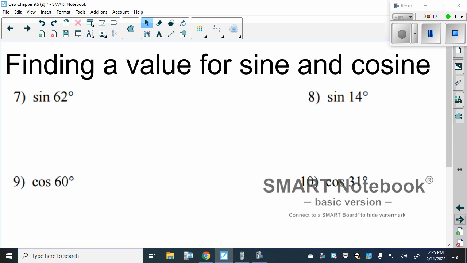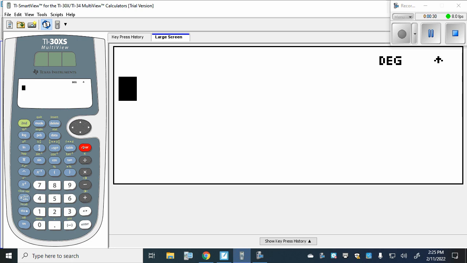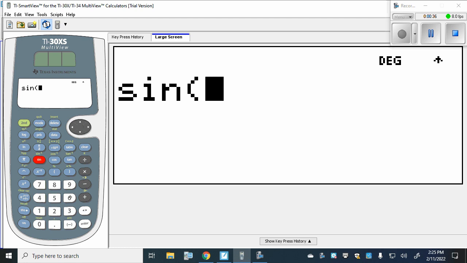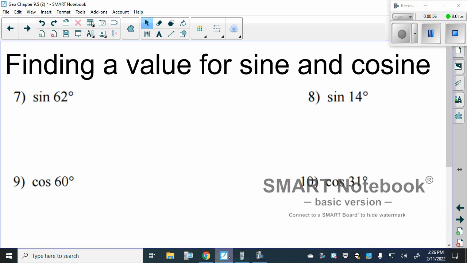So the first thing we're going to start off is finding the value for sine and cosine. For the first one here, we have sine of 62 degrees. I can grab the calculator here and say sine of 62 and hit enter, which tells us that sine is 0.8829 because we're going to go to 4 decimal places. So sine of 62 degrees is 0.8829.